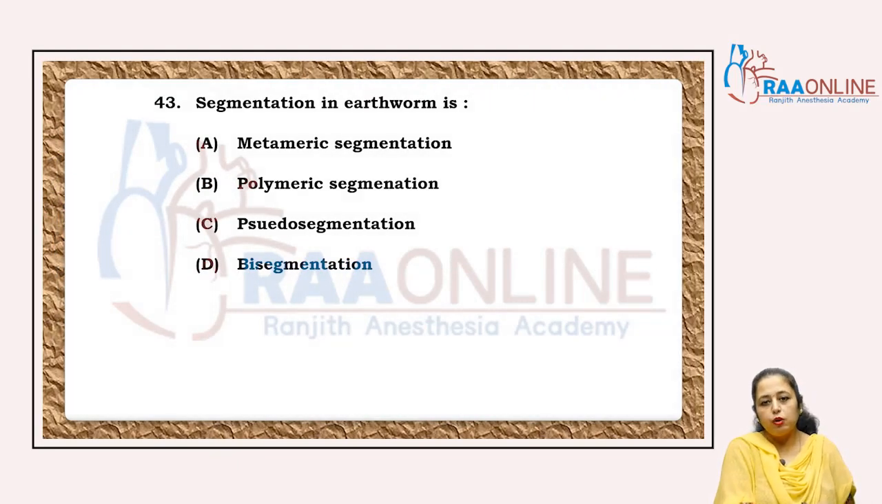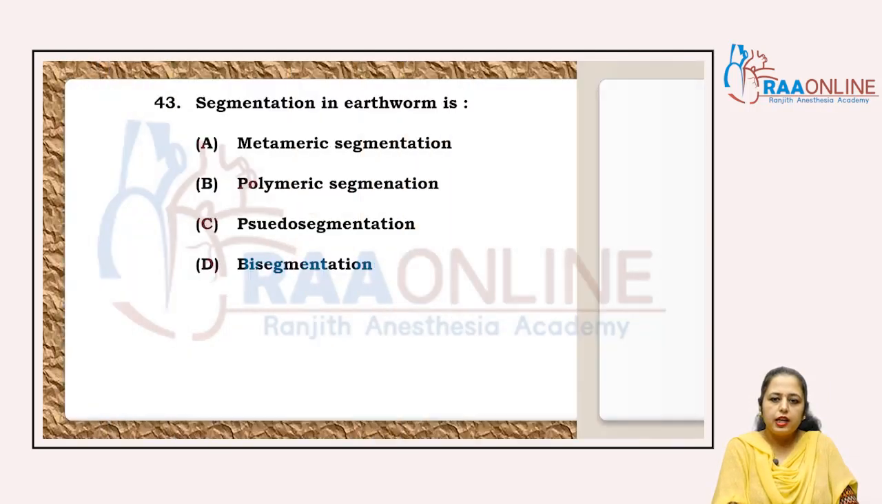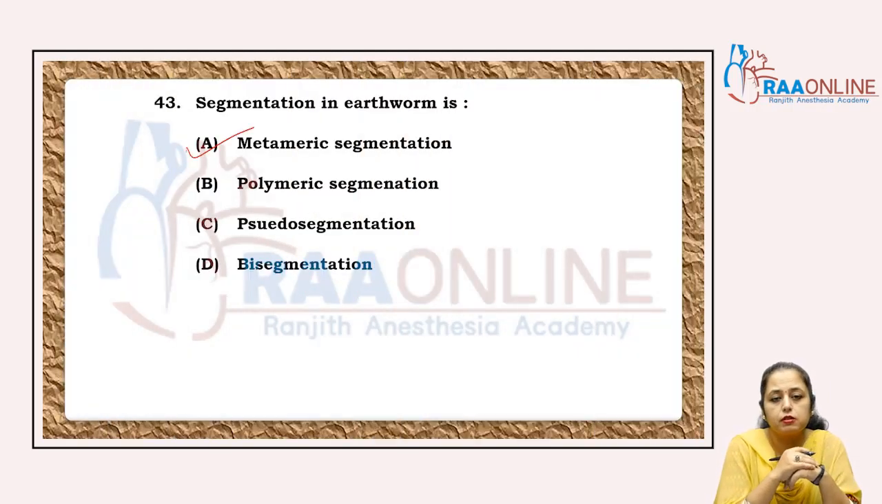Segmentation in earthworm: metameric segmentation, polymeric segmentation, pseudo segmentation, or bisegmentation. Actually, true segmentation is found in the earthworm, that is metameric segmentation, right? That's why the answer is A, right? So in that way the whole chapter is covered, right? Thank you.